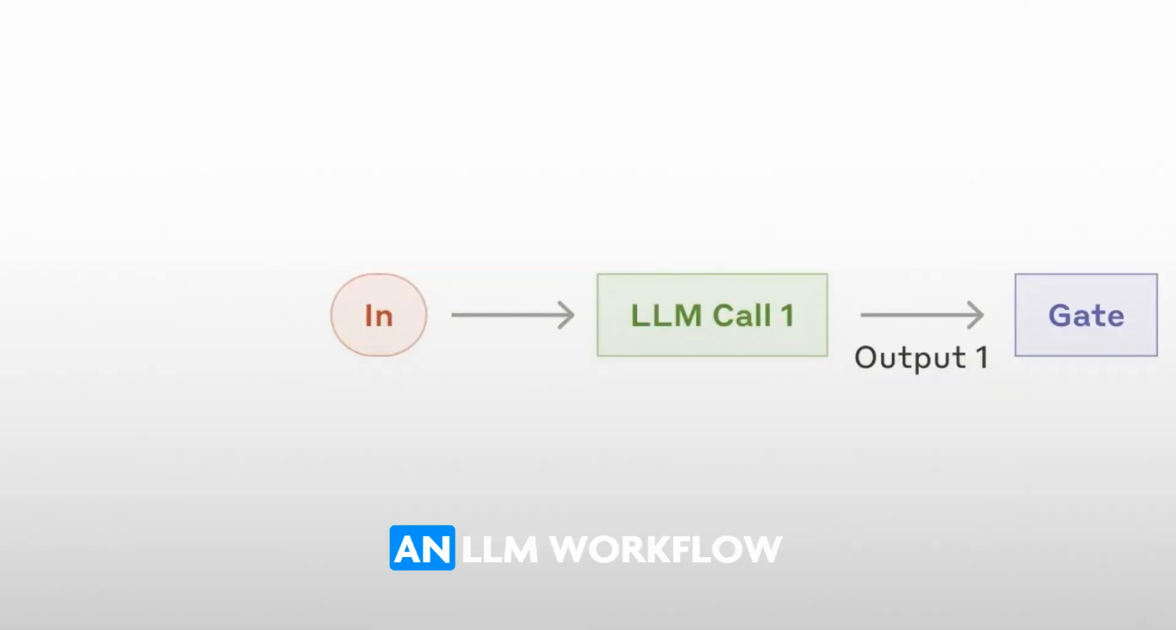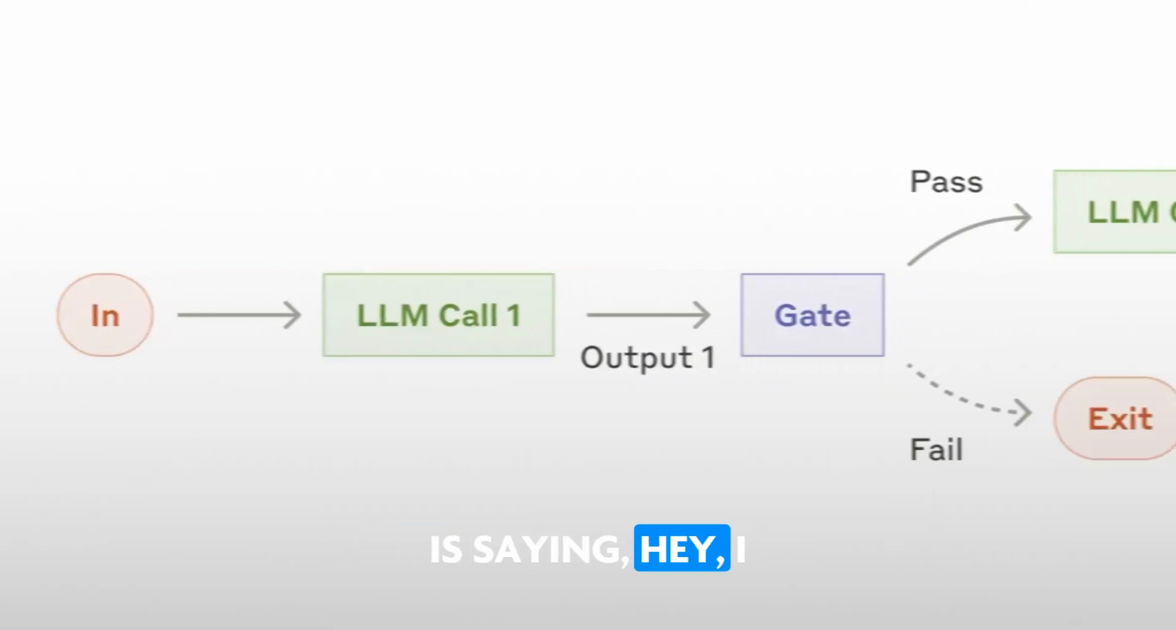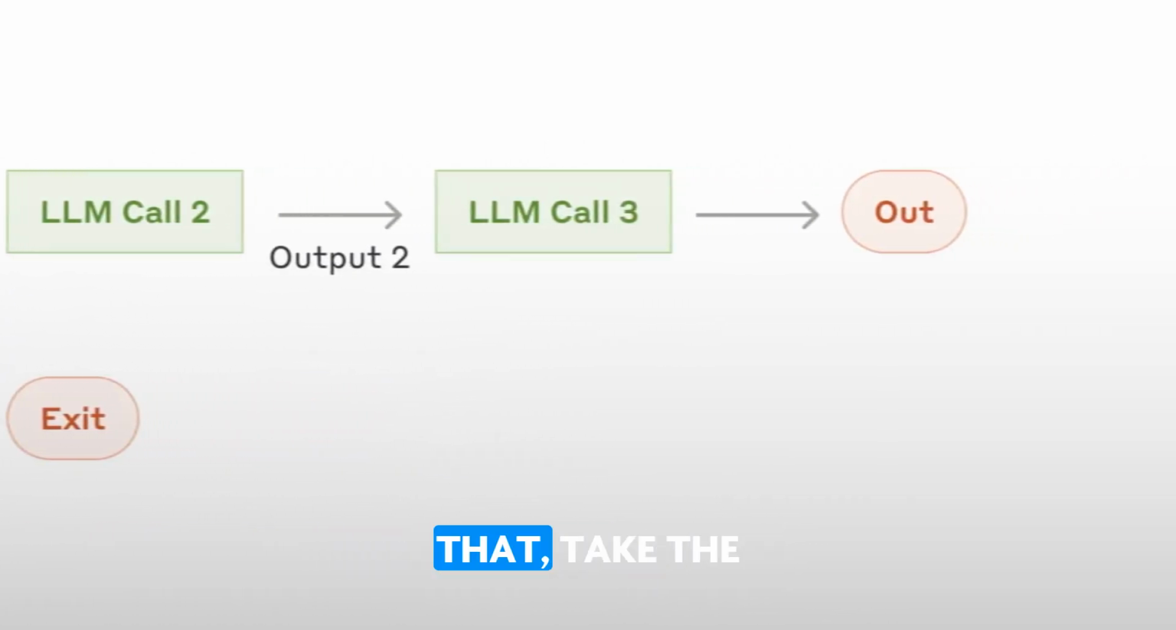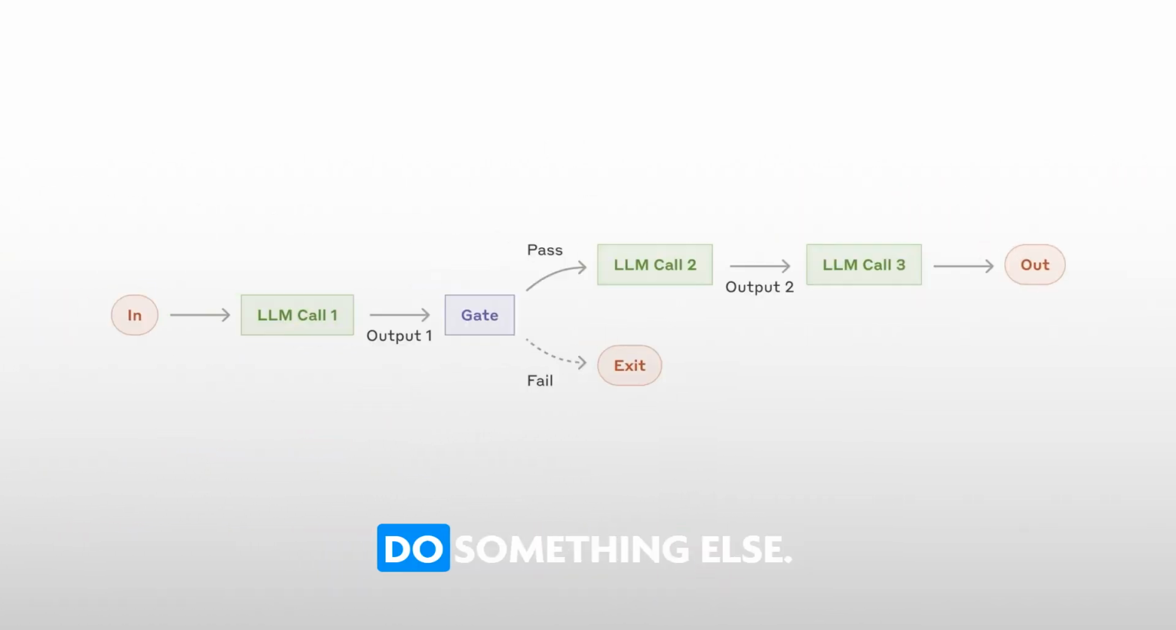Let's go into workflows first. That's the easiest one to understand. An LLM workflow is saying, hey, I want the AI to do something and then take the output from that, take the response, and then do something else. And then you can chain as many of those together as you want. That is the simplest version.